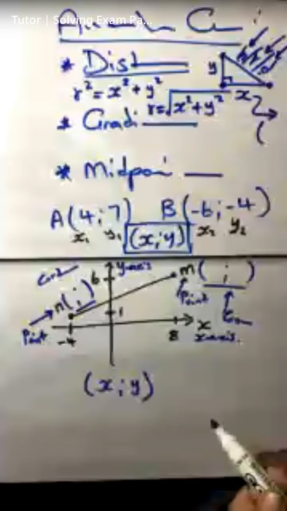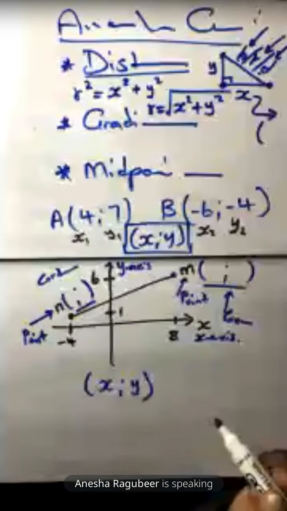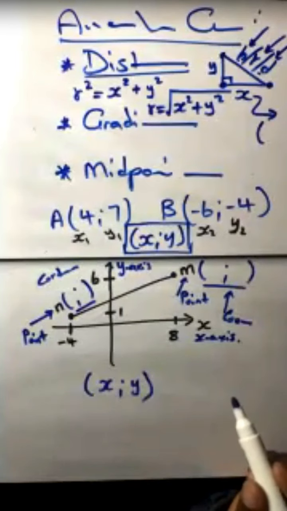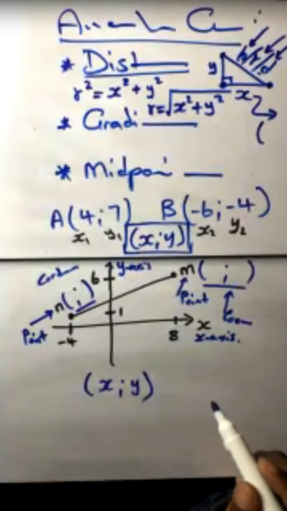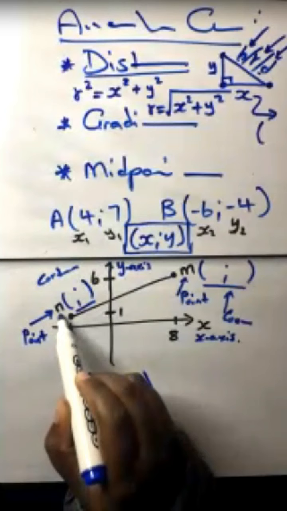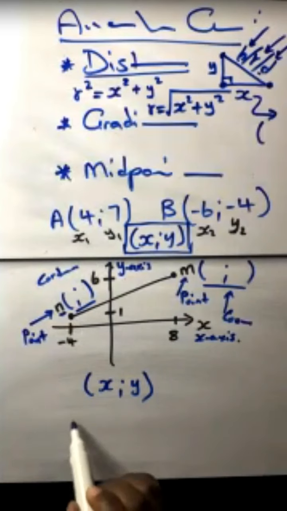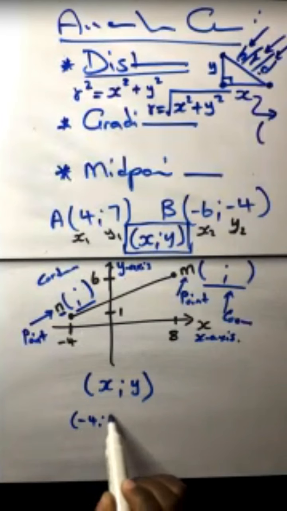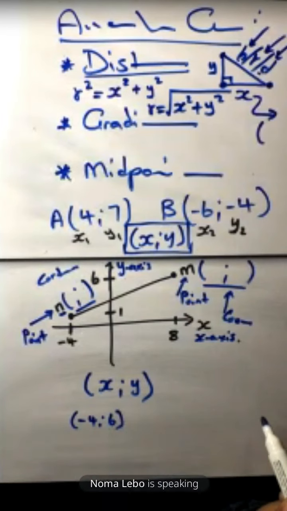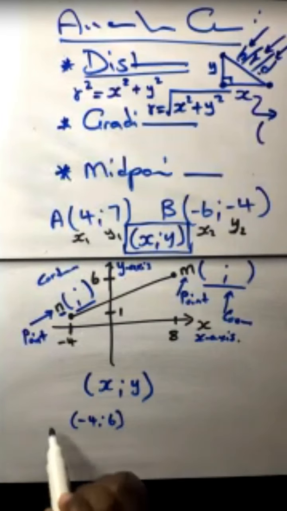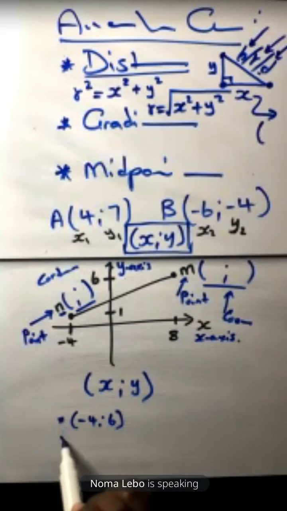So it would be -4 and +6. Wait, the coordinates of N, that one, what are the coordinates of that N? Second, -4 and +6. Wait, Shreyas, you're saying it's -4 and +6. Yes, sir.